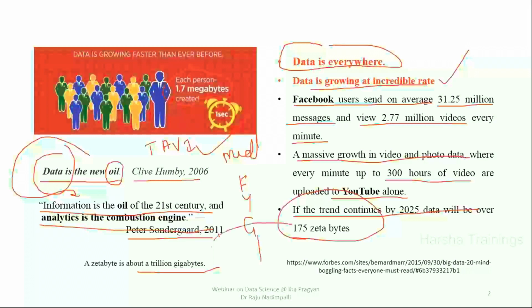We need more and more data scientists. As the data is growing at an incredible rate, we need people to mine the data and extract knowledge from it. Is it okay? Any queries on this slide? Shall I continue? Yes.